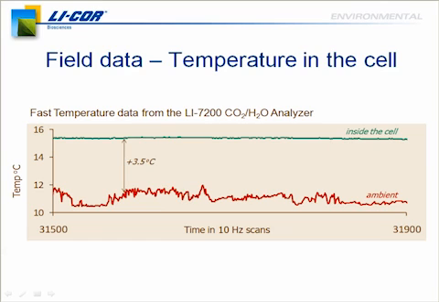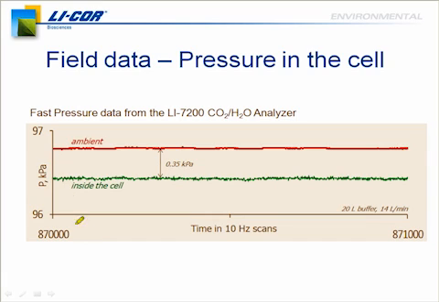This second chart here shows fast pressure data collected from the 7200. Again, on the left-hand side, we show pressure in kilopascals. The data is collected in 10 Hertz scans. And what you can see here is that the flow rate through the cell is at 14 liters per minute. So fluctuations here are about 0.1 kilopascals if you're to not use any kind of a buffer volume. But if you are to use a buffer volume, fluctuations dropped down to 0.02 kilopascals. So that's really great to see.